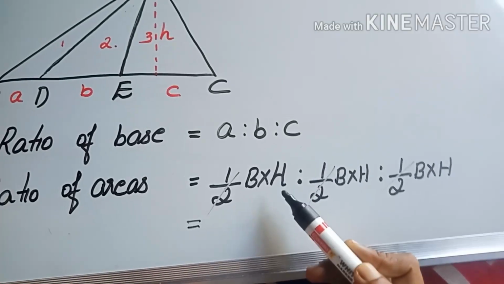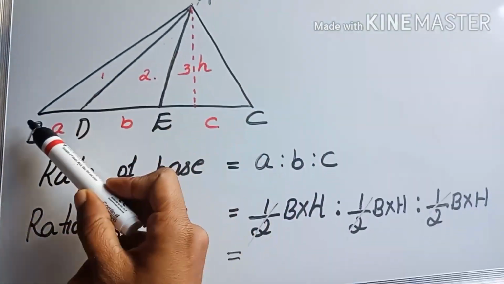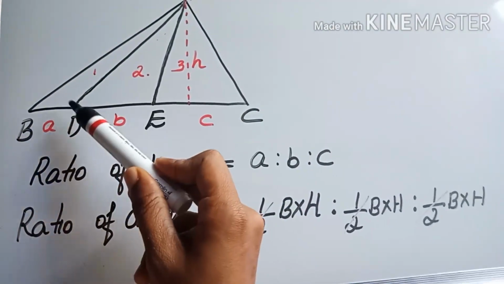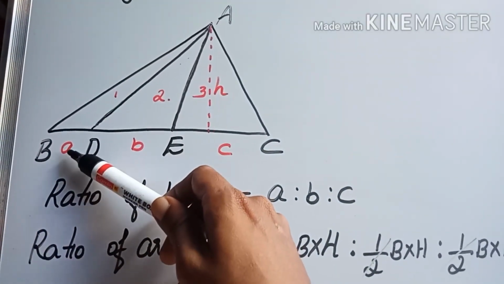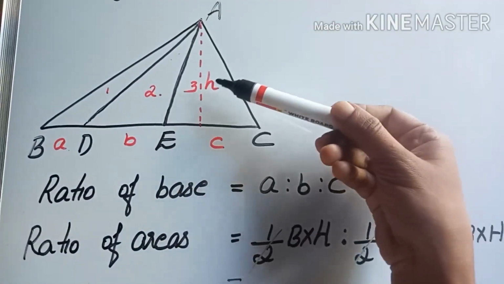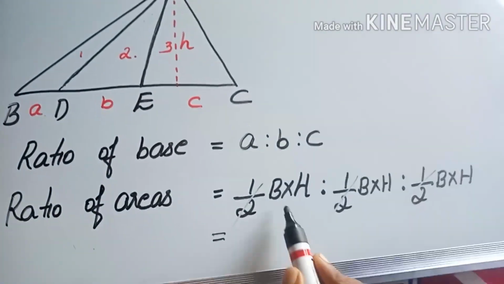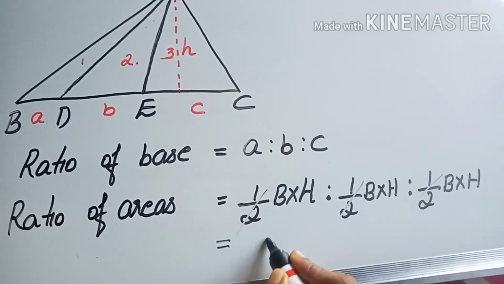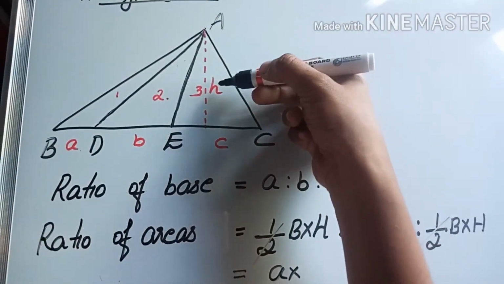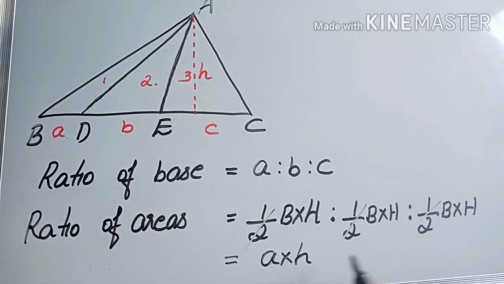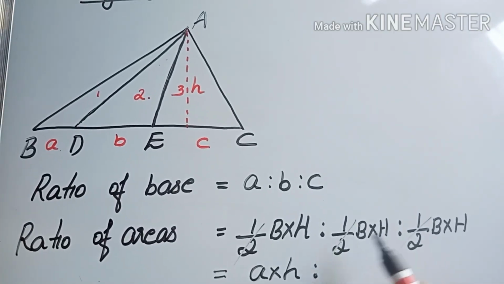Now base and height. For the first triangle, triangle ABD, what is the base? Small letter A is the base, and the height is the same, small letter H. H is common for all these three triangles. So in the place of base we can use small letter A, A into height, H. So A into H is to, for the second, B into H.